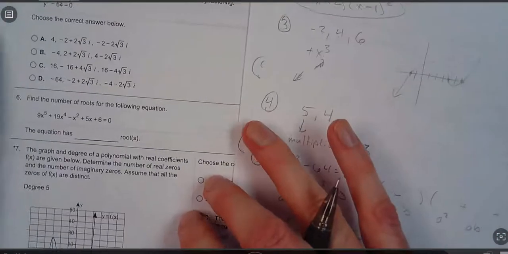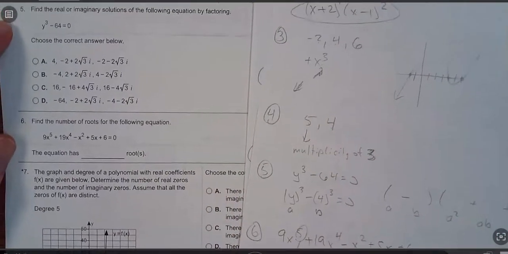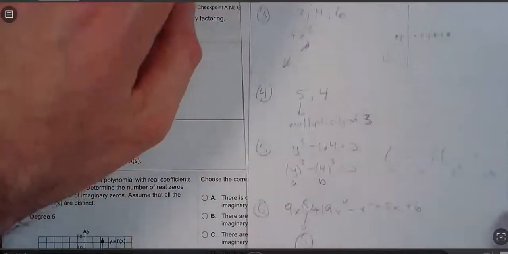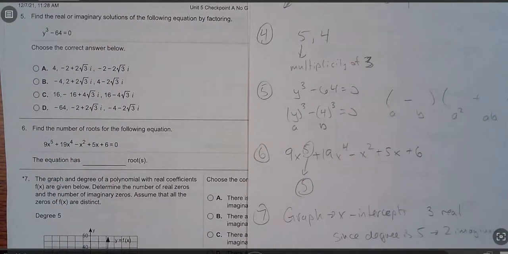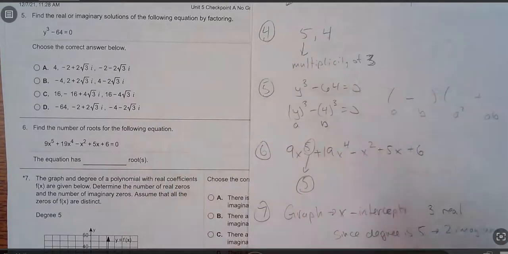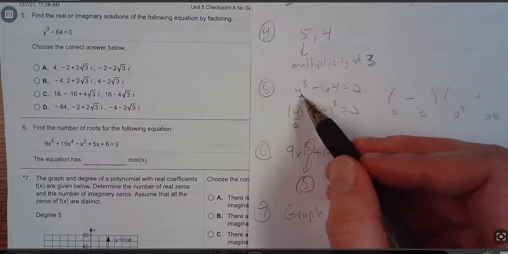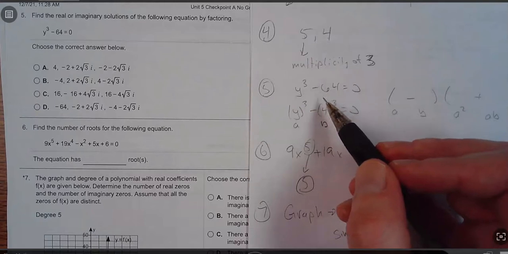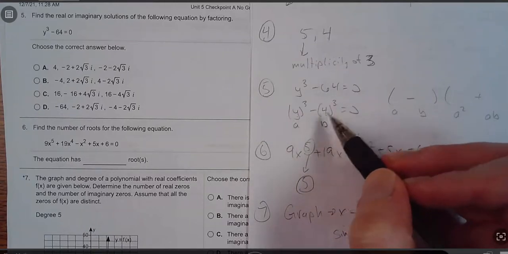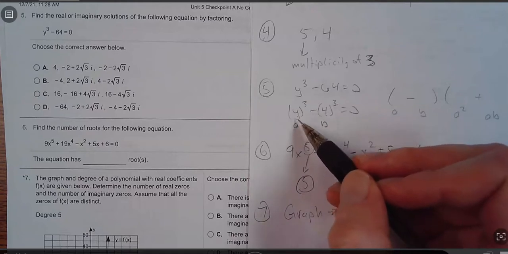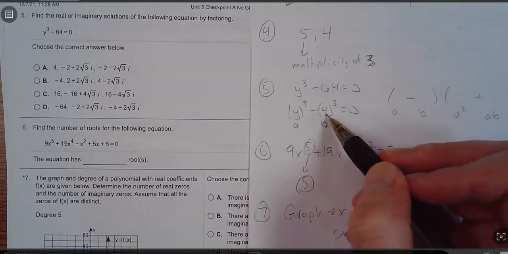Number 5. It's over here, lined up here. So it says find the real or imaginary solutions. Well, first I need to factor it because this is by factoring. This is the difference of 2 cubes. So figure out what's being cubed. So y is what's being cubed, and 4 is what's being cubed. So my a is y, my b is 4.